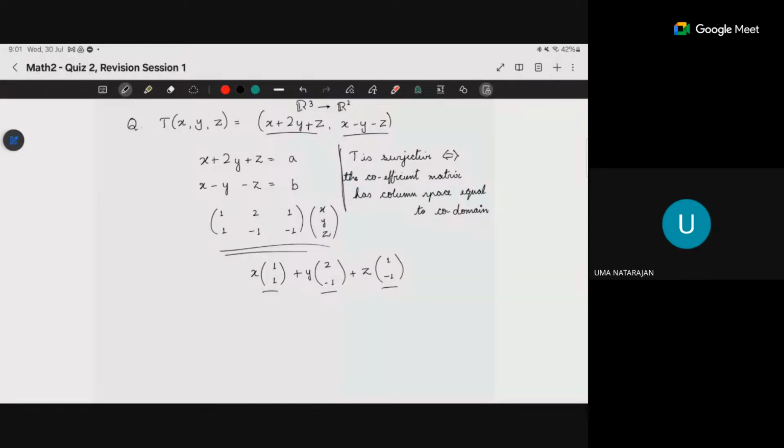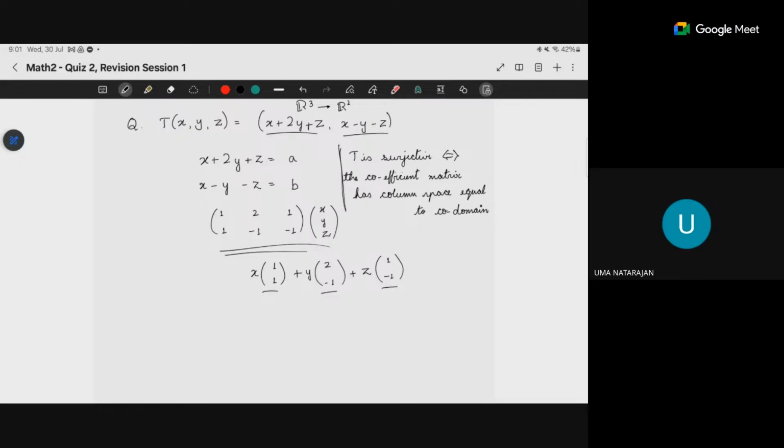Now, why do I want that? Because I'm looking for surjectivity. I want some linear combination of the columns to be equal to an arbitrary element in the codomain. So if the column space is exactly equal to the codomain, then it is surjective. But given a matrix, you know how to calculate its column space.